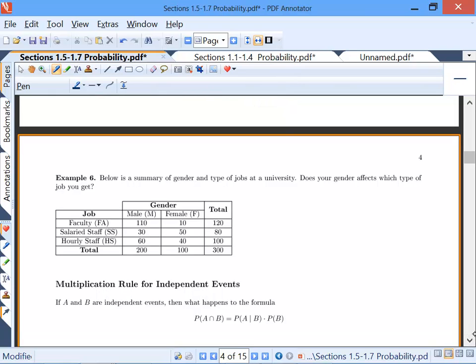So for another example, we had a summary of gender and types of job at a university. And I'm going to ask you, does your gender affect which type of job you get? This is something that you might actually need to do. In the future, if you ever work with statistics, they might ask you, does something affect something else? So what kind of conditional probabilities do you think you might want to look at here? Notice there would be a lot of possible choices, but what are two probabilities that we could look at that would answer this question?